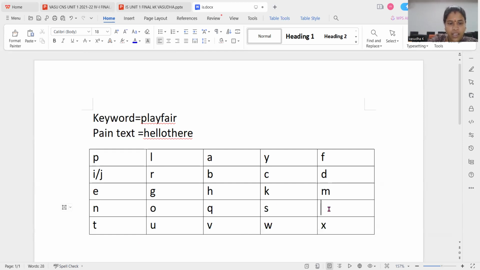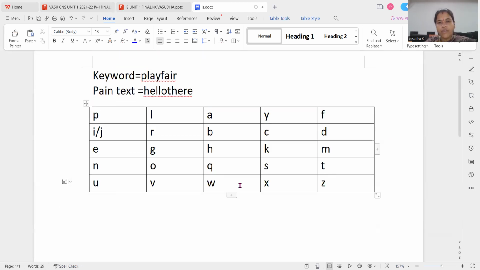Next it is T, U, V, W, X, and here Y is already present. So Z. Now the table is ready. The 5 by 5 matrix is ready.